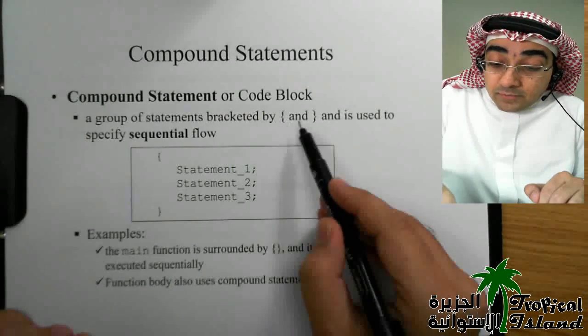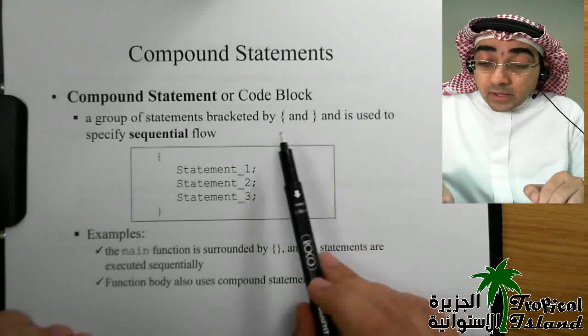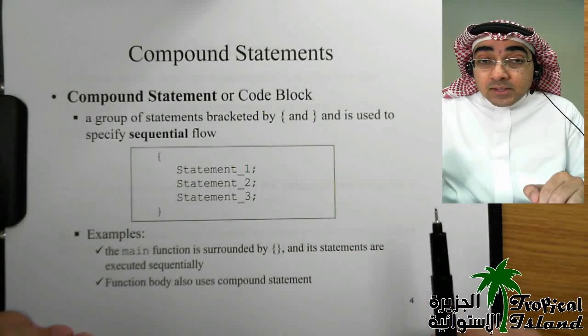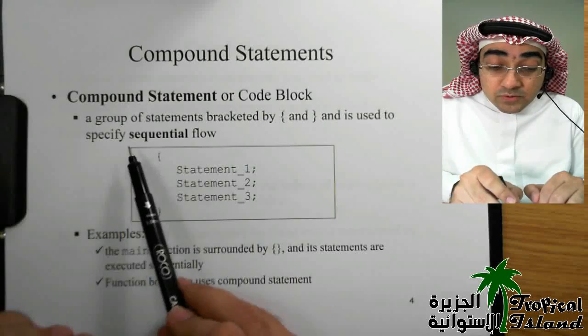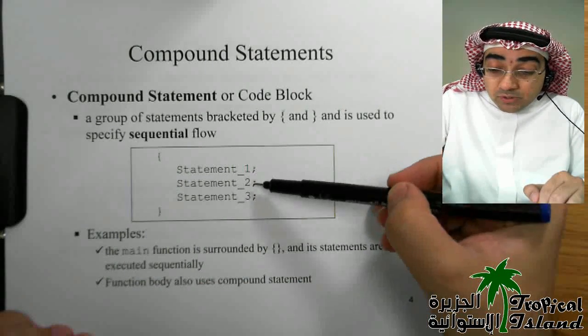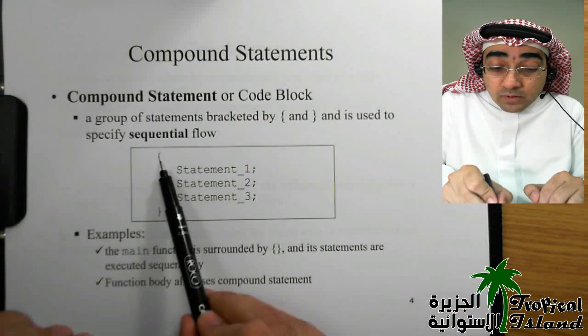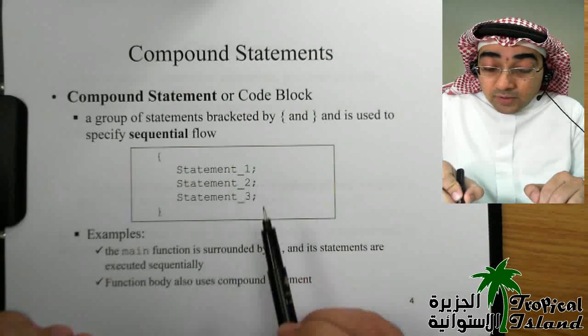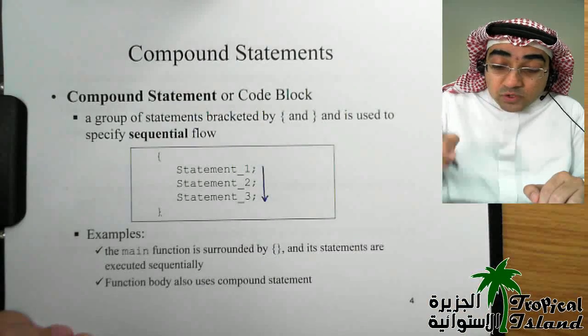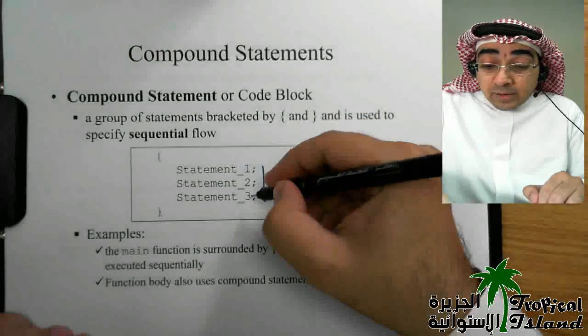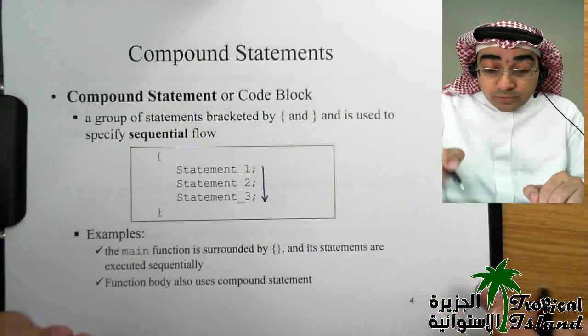Okay, so you have one open curly bracket and one closed curly bracket. Whatever is between them is called a compound statement or a block of code. It's used to specify a sequential flow. So there is a sequential flow for you over here. You have the open curly bracket, closed curly bracket, and the statements. Your compiler is going to conduct statements one after the other in a sequential manner, going line by line and executing whatever statements you put for it over here.